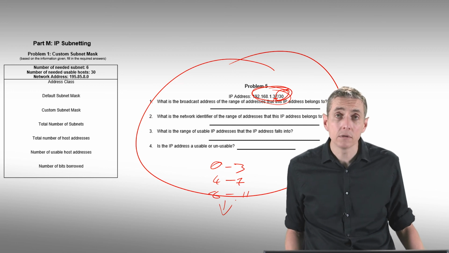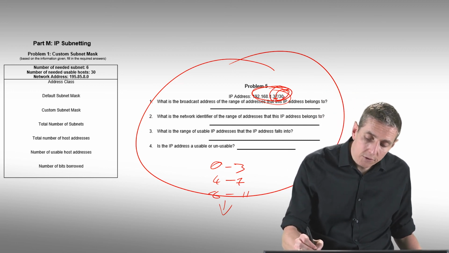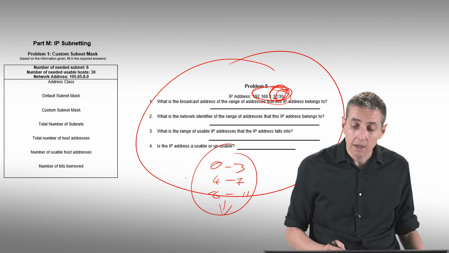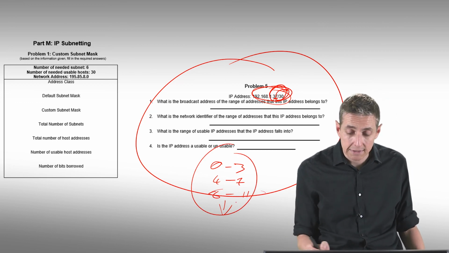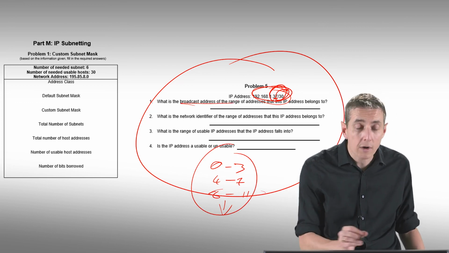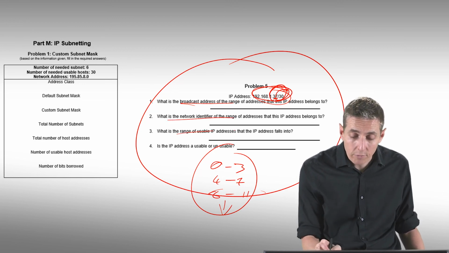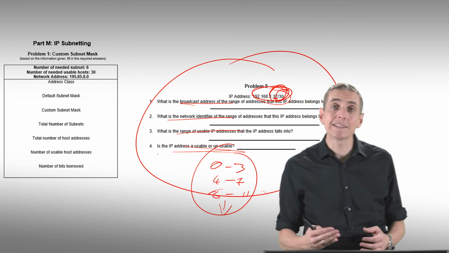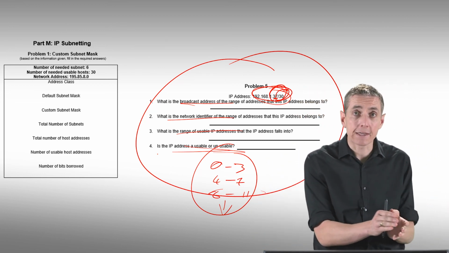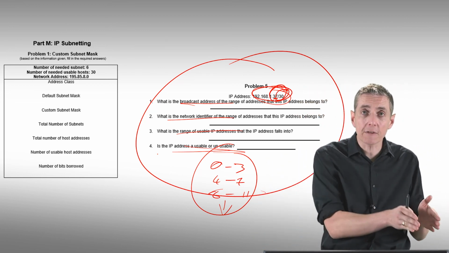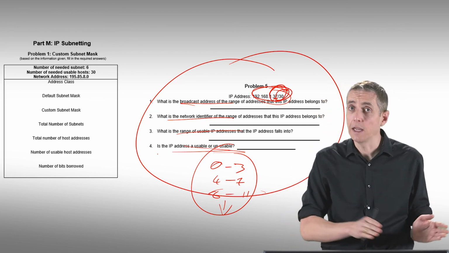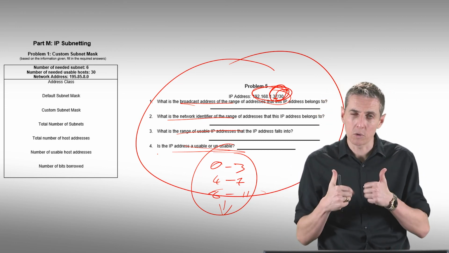When do I stop? You stop when you find where 37 is, because that's an IP address in one of these subnets. When you find out which subnet it's in, then you have to find the broadcast of that subnet, identifier, range, and then whether the address is usable or not. What we mean by usable: remember, it can only be usable if it's not the network identifier and if it's not the broadcast. If it's either of them, it's not usable. If it's anything in between, we're good to go.